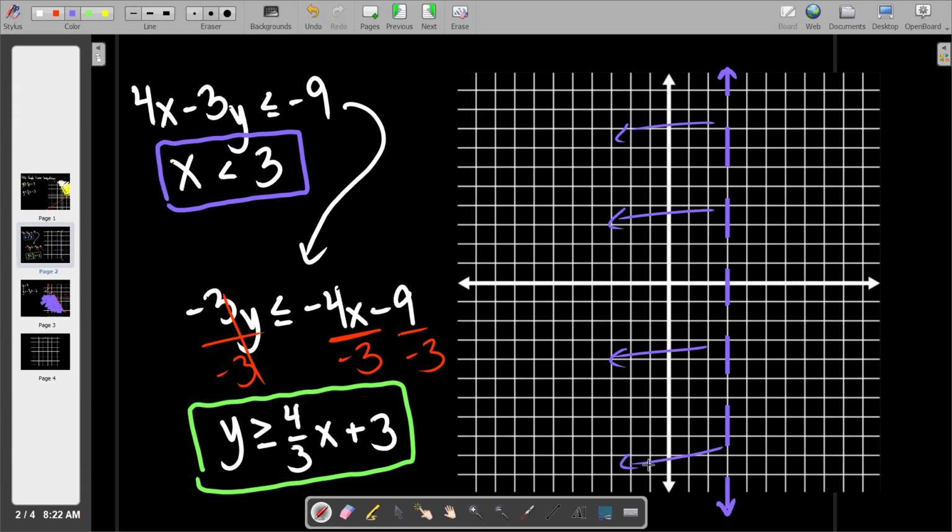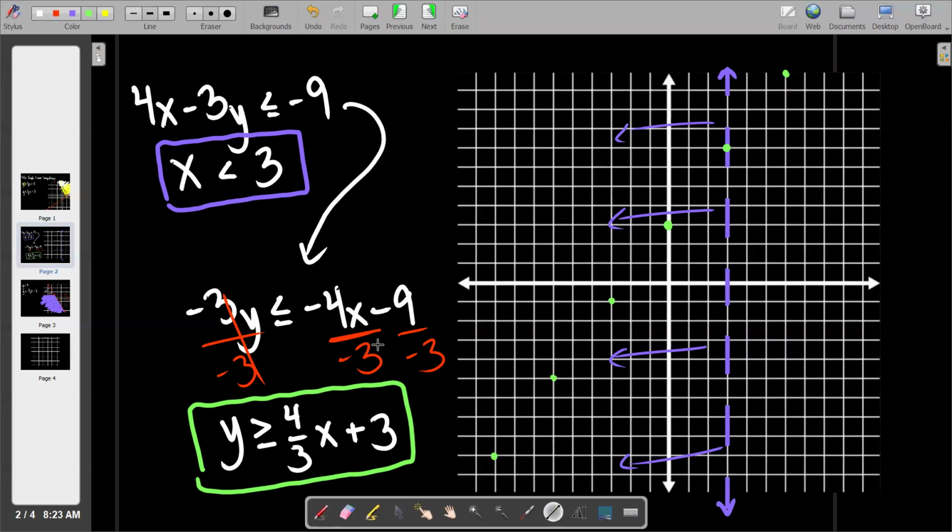And then we're going to go to the one in the green box. And where will we start our journey on the green box? Up 3, 1, 2, 3. And what's the slope? Up 4, right 3. 1, 2, 3, 4. 1, 2, 3. Down 4, left 3. And then we make a line.